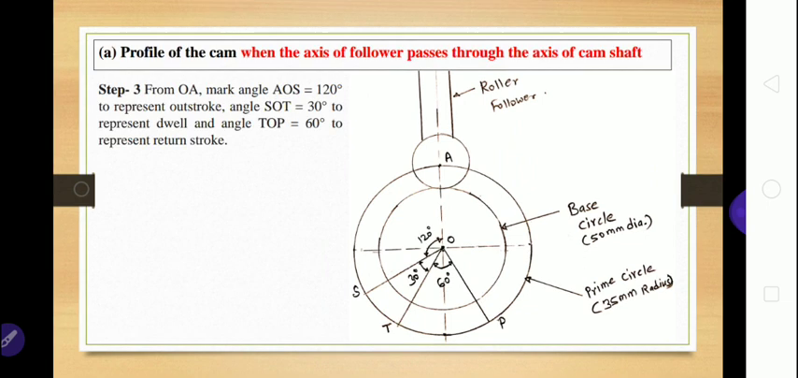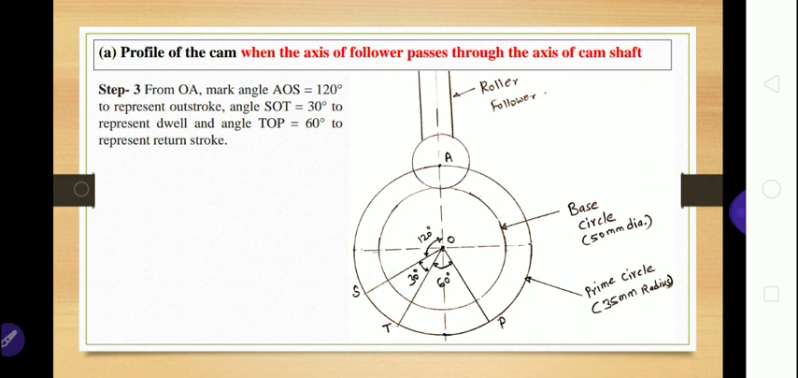Third step, now from that OA line mark the angles for the outstroke, dwell and return stroke. Outstroke angle is given as 120 degrees, therefore we have drawn angle AOS as 120 degrees. Why have we drawn that angle on the left hand side? Because the rotation of the cam given in this problem is clockwise. That's why this angle AOS, that is the outstroke angle, we have to show towards the left from the OA line.